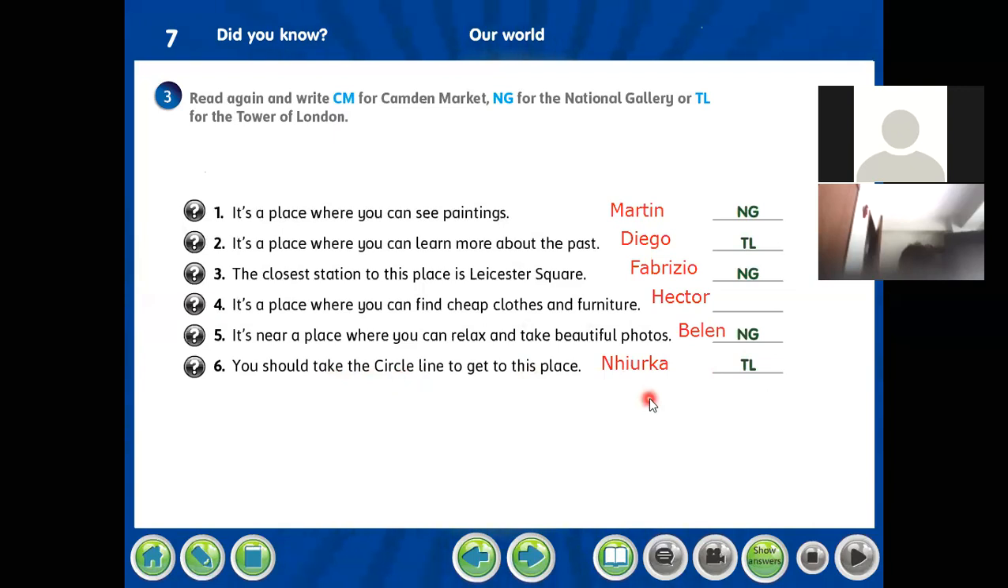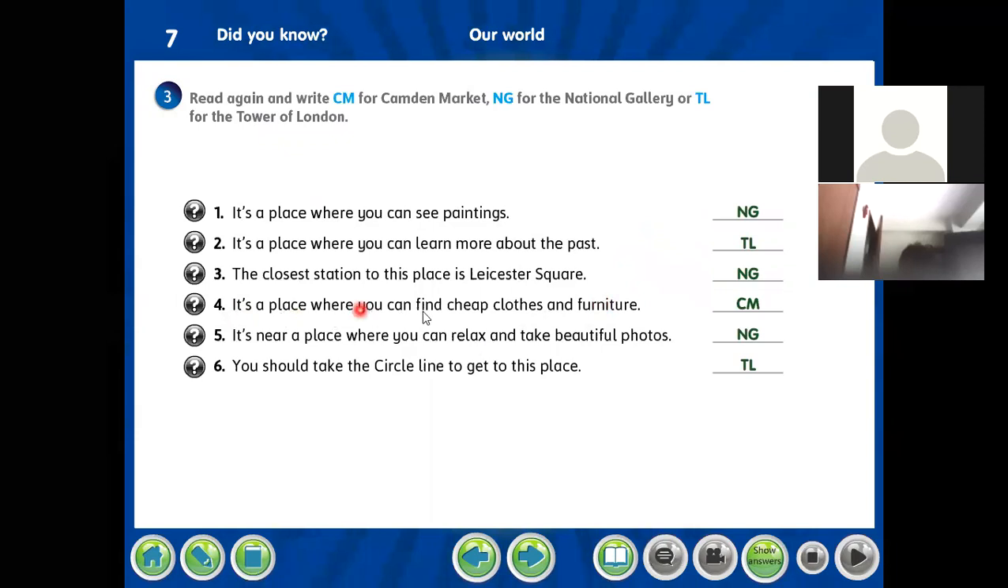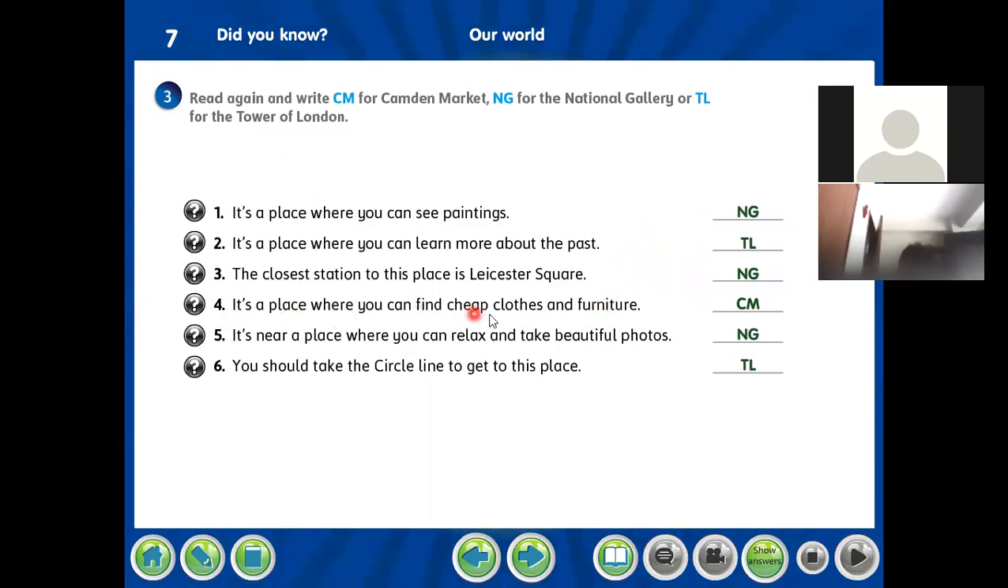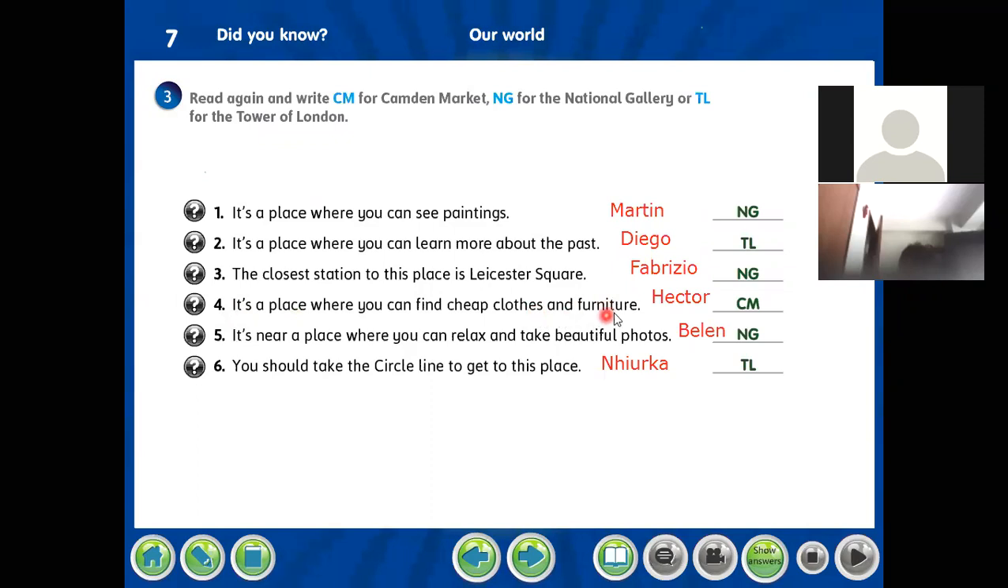If you want to visit the Tower of London, you should take the Circle Line. Okay, and Hector, please, to finish. Hector, number four. Yeah, very good. It's excellent. But read, please, the sentence. It's a place where you can find sheep, clothes, and furniture. Furnitures, no? Clothes, furniture. Thank you, Hector. It's okay. Camden Market. Thank you, Martin, Diego, Fabrizio, Hector, Belen, Nurka. Thank you for your help.